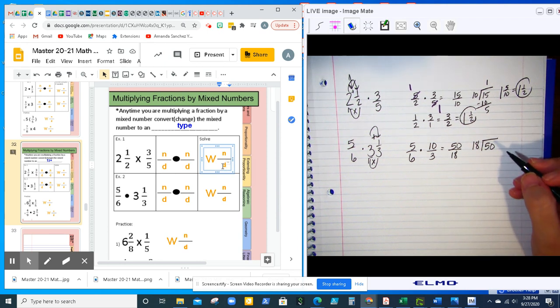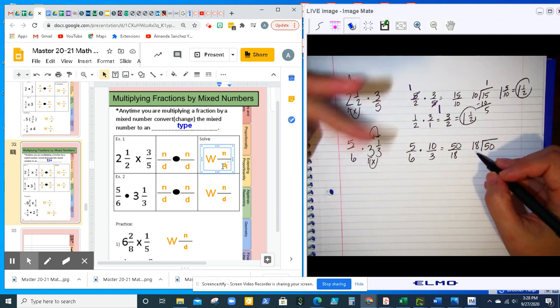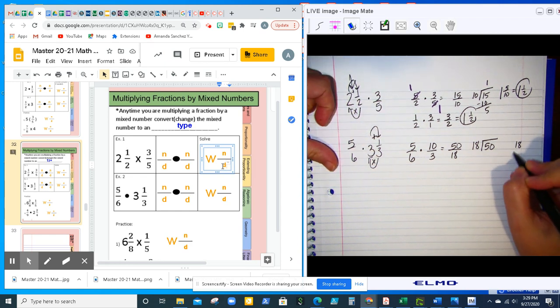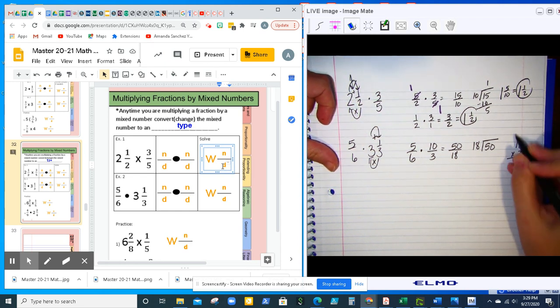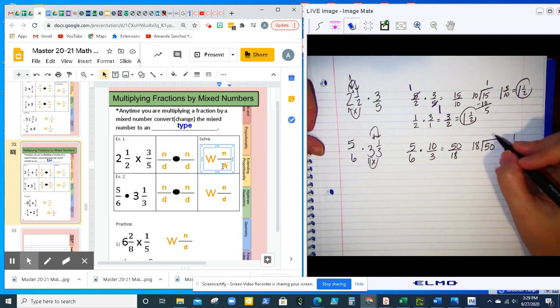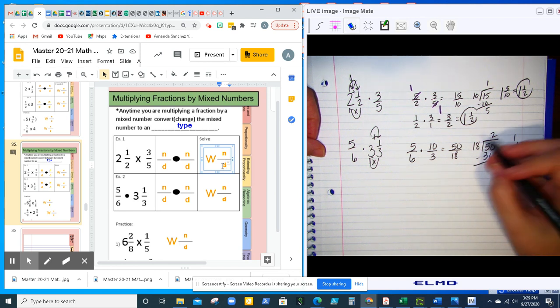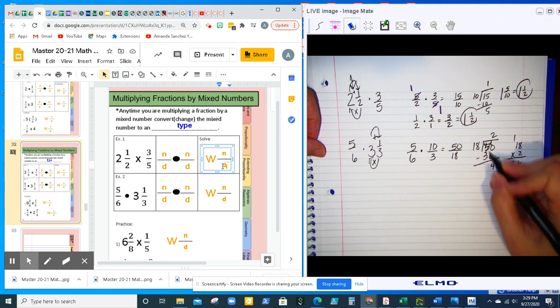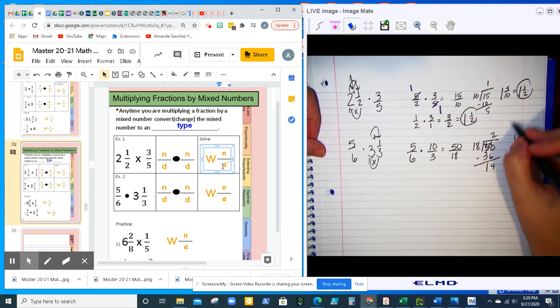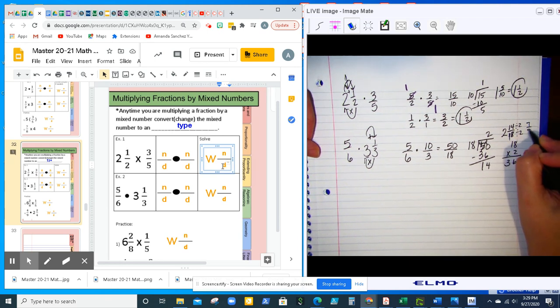18 is very close to 20. So I'm going to count by 20s. 20, 40. I'm not going to be able to go in 3 times, so it would have to be 18 times 2, which would be 36. So 2, and then subtract your 36. 50 minus 36 is 14. So my mixed number would be 2 wholes and 14 over 18. And then that can go even simpler. Divide by 2, which would be 7 over 9. So 2 and 7 over 9.